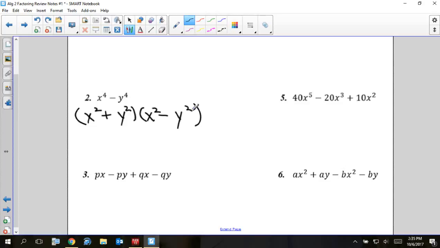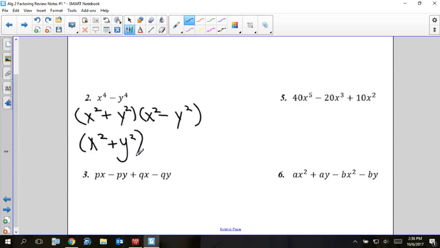So I'm looking at the first parenthesis. How many terms is x squared plus y squared? 2. And if it's 2 terms, we look for difference of squares. Is there a difference of squares right there? No. So can I factor this one? You cannot. Bring it down.